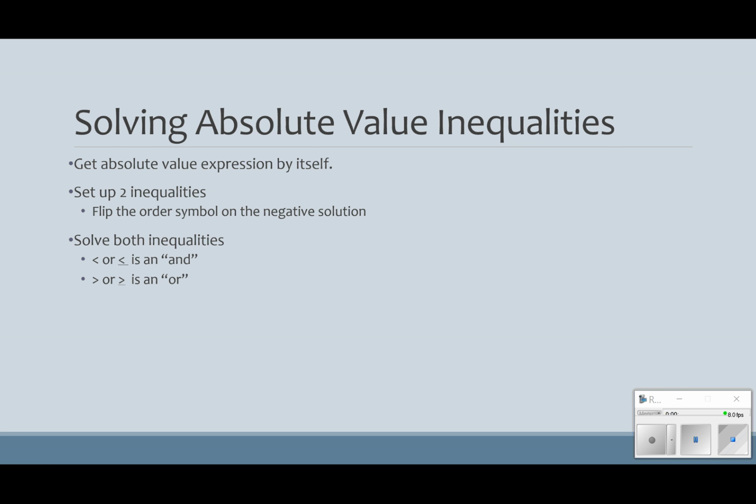All right, so how do you solve absolute value inequalities? You've got to get the absolute value expression all by itself, set up your two inequalities, flip the order symbol on the negative solution, and then solve both inequalities. If it is a less than or equal to, it's going to be an and. If it is a greater than or equal to, it is going to be an or.